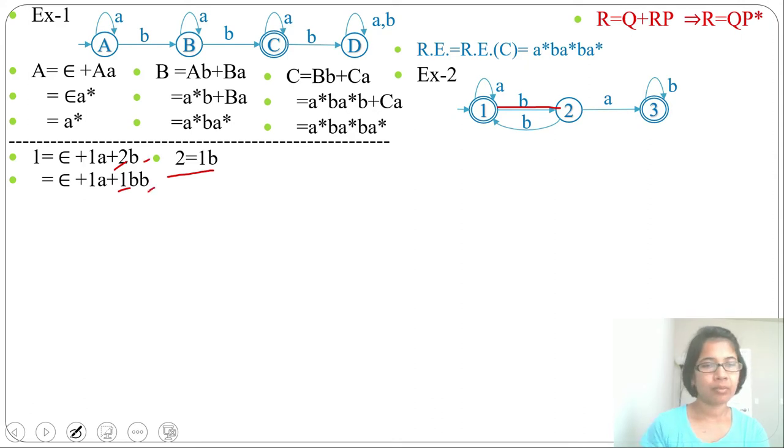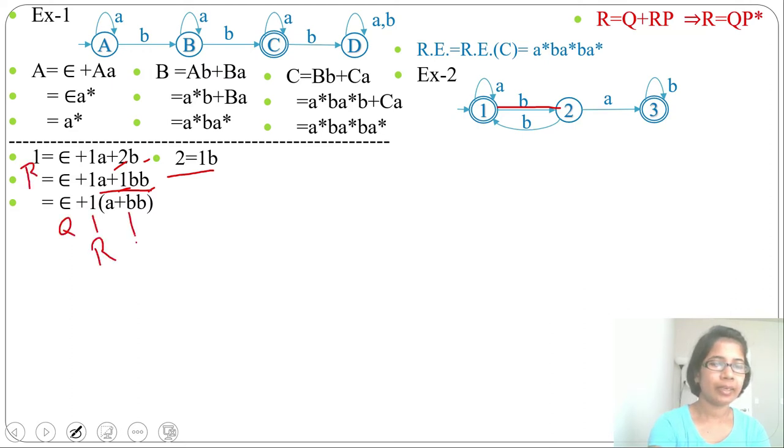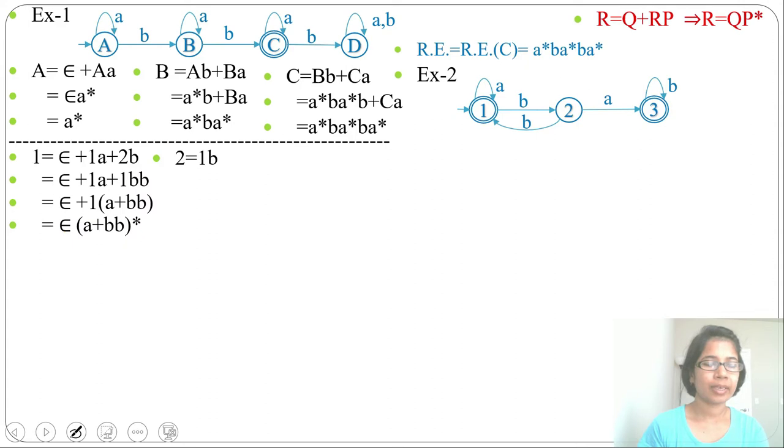Now take 1 common. It will be epsilon plus 1, then (A plus B)B. We took 1 common. Now just see, this is our R, this is Q, this is R, and (A plus B)B is P. Now we'll write it in Q P star format, so it will be epsilon, then (A plus B)B whole Kleene closure. So epsilon concatenation with (A plus BB) whole Kleene closure will be (A plus BB) whole Kleene closure. Now find it for state 3.